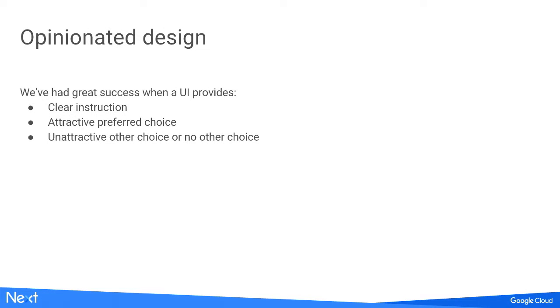Let's talk about exactly how we can make it more likely that people will do the thing that you want. So opinionated design is the first tenet around that. We need the design to be reasonably opinionated about what we want you to do as a user. So we've had great success when the user interface provides things like very clear instructions. It provides an attractive preferred choice. Again, the way we present it may play into this. It provides an unattractive other choice, or it provides no other choice at all.